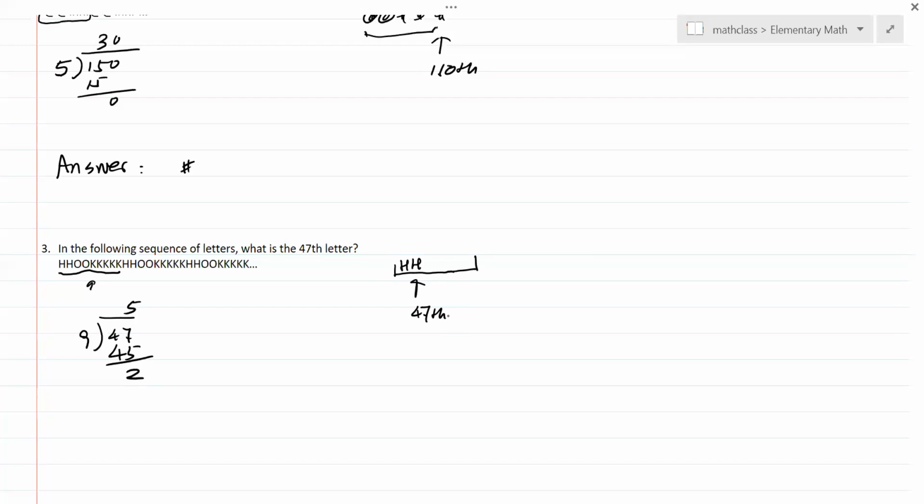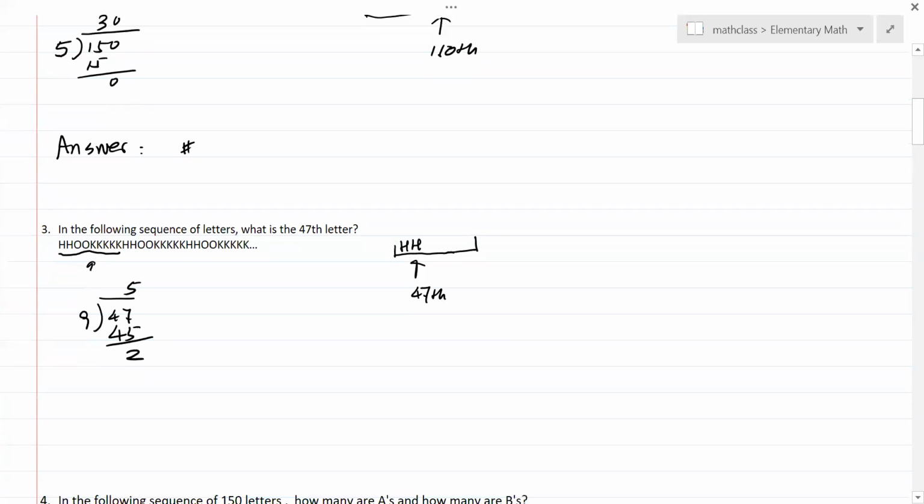The remainder is 2, and this is actually the sixth block, which contains only 2 letters, and clearly the answer is H.